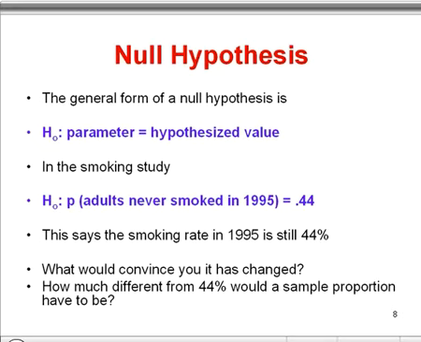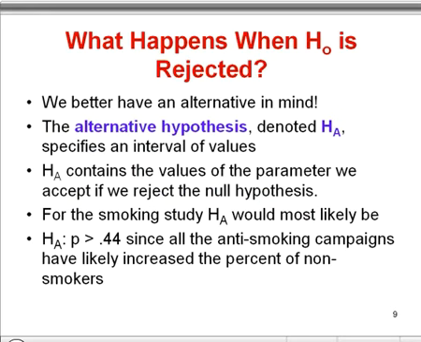In this case, it says that the true proportion of non-smokers in 1995 is still 44%. Nothing has changed since the 1960s. We also need to create an alternative hypothesis, which formally states that something is going on. It is called, logically enough, the alternative hypothesis, and is written H subscript A.